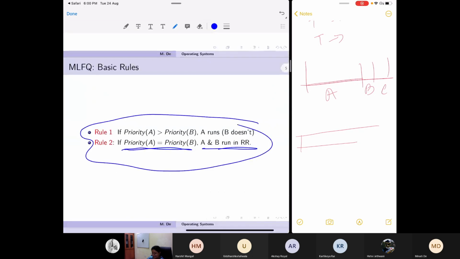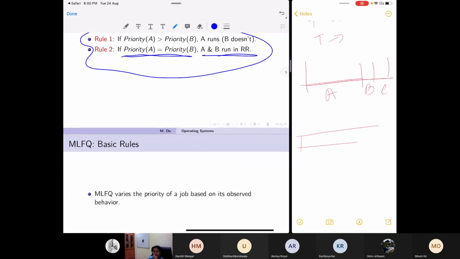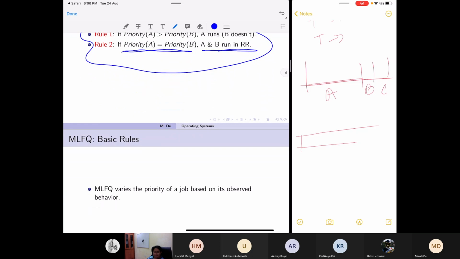Now the question is, as I already mentioned, this multi-level feedback queue behaves something like this: you are maintaining the history, how the job behaved in the past. In an ideal situation, you should change the priority of some job depending upon its behavior. The priority should not be stagnant for all the jobs all the time. It should vary.